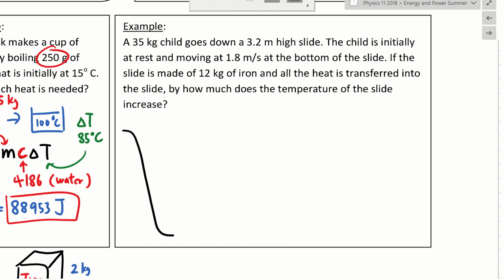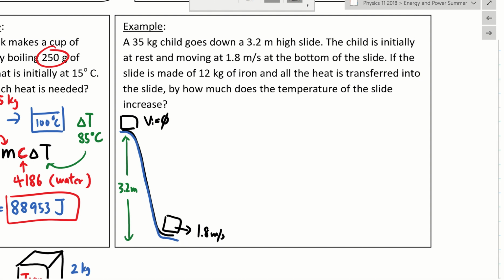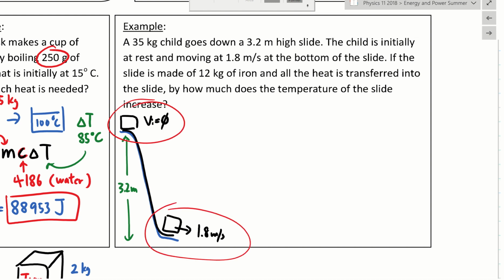And you start from the top. So that's a slide. And you start from the top. And you arrive at the bottom with some kind of speed. Now, at the top, you have initial velocity of 0. At the bottom, you have a final velocity of 1.8 meters per second. And this slide right here is 3.2 meters high. Now, some of you might know what we're going to do next. Conservation of energy. I actually want to know how fast we were supposed to go if there's no friction? And how fast we're going right now is 1.8 meters per second. But that's with friction. So this question actually has friction in it.